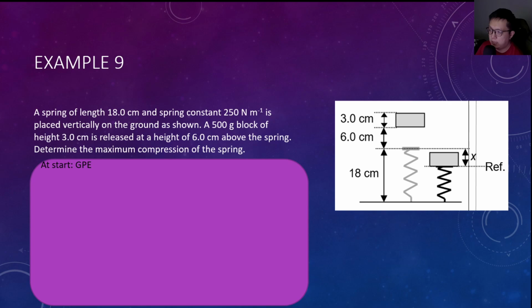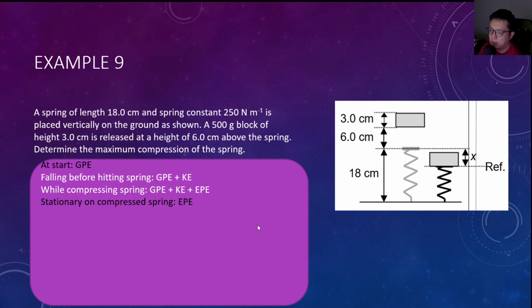At the start, you only have GPE because the block at the top here is not moving. You only have gravitational potential energy. But once you start to drop it, before it hits the spring, you will have GPE and KE. You will have lost some of the GPE, but you're gaining KE in return. Once it hits the spring, it is still moving while compressing the spring. So once the spring is compressed, you have less GPE than beforehand, a little bit less KE than beforehand, and you're also getting some EPE as well. Eventually, when the spring comes to a stop, you will only have EPE. So you'll note the colors here.